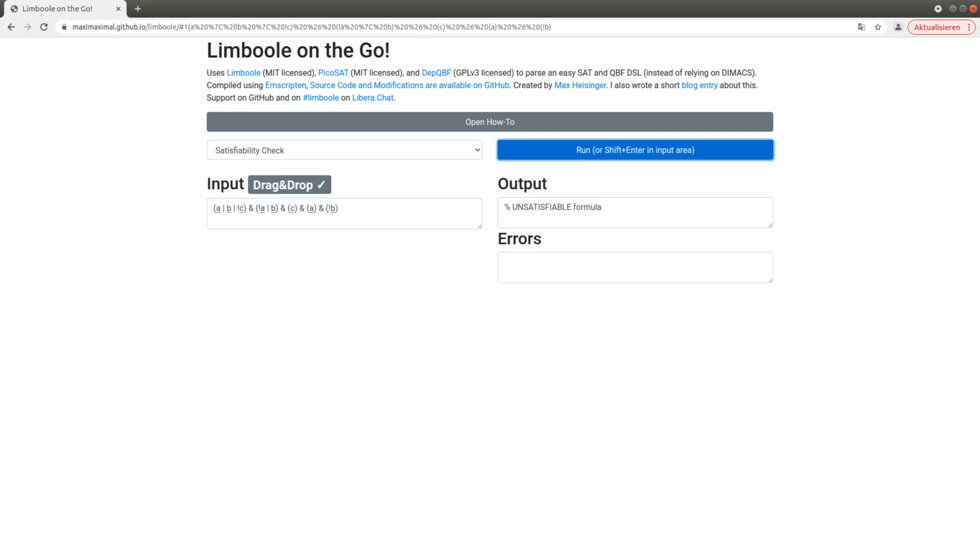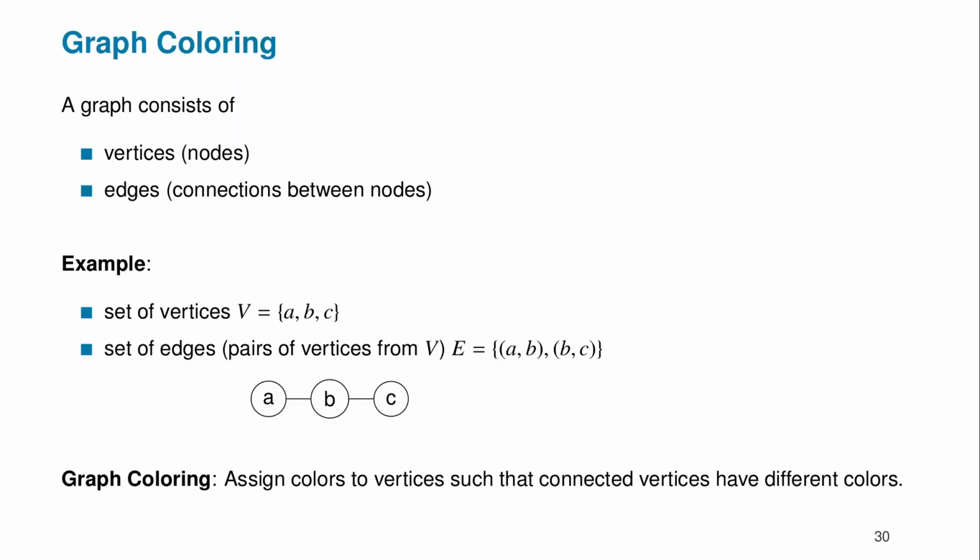And to conclude, let's have a look at the graph coloring encoding and how we express this in SAT. So in graph coloring, the task is to assign colors to nodes such that two connected nodes do not have the same color.